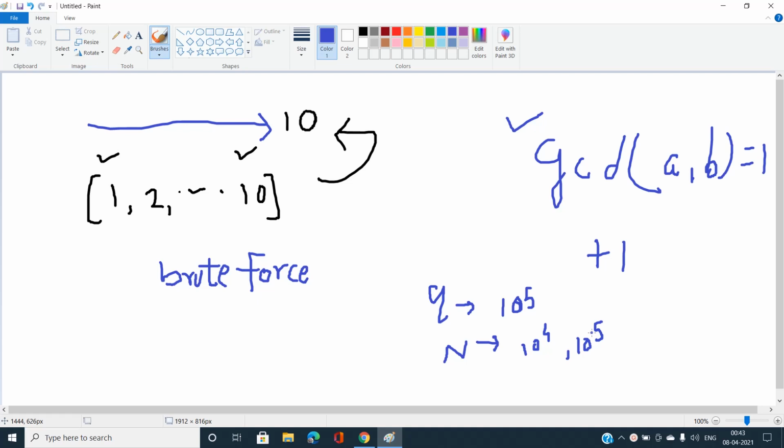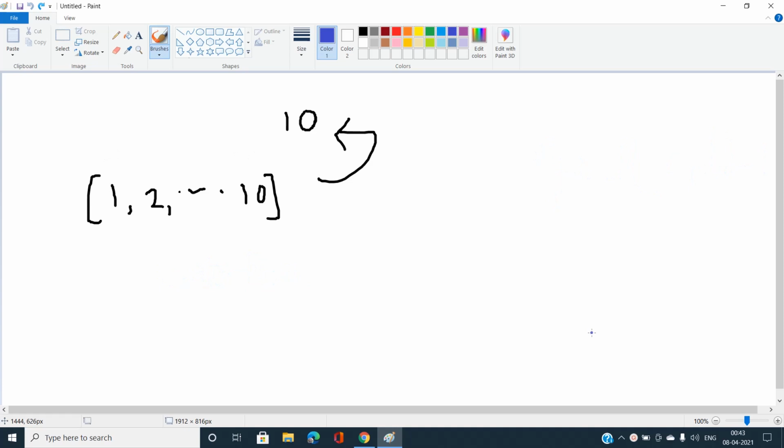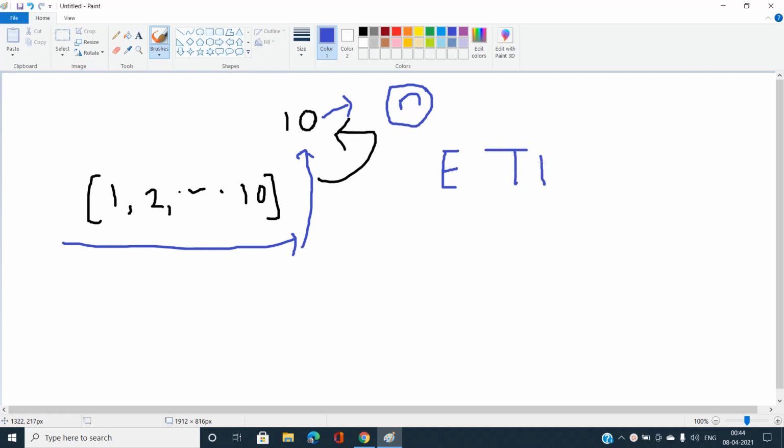So we need an efficient algorithm to find the number of integers in the range 1 to 10 which are coprime to this number 10. Here I am fixing the number 10, but you can have any number n that you need to calculate it for. So we have an efficient function, called ETF, which in expanded form is the Euler's Totient function, and in short form you can also call it the phi function. Okay, so let's head over further.